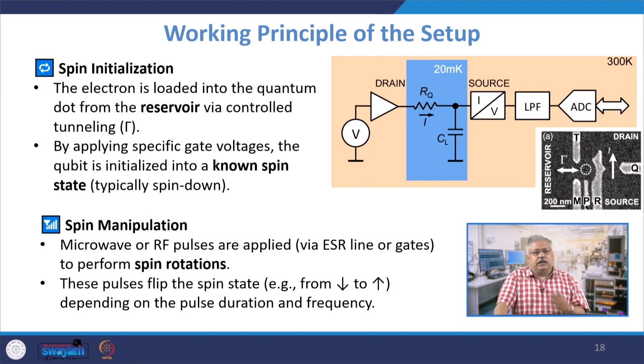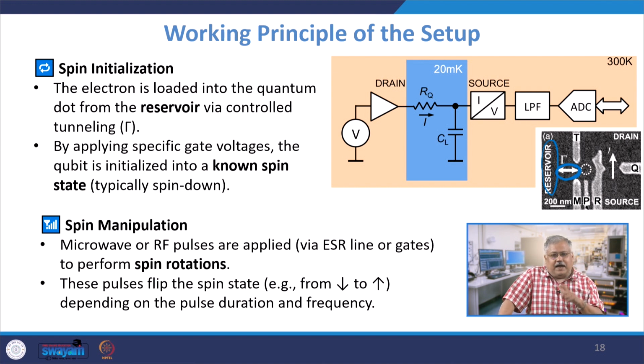Let's go one by one and see how you do a spin initialization. Obviously the electron will be loaded into the quantum dot from the reservoir, and you will do a very controlled quantum tunneling here, and this tunneling will help. This is the reservoir, and what you see here, the double-sided two arrows, are primarily responsible for the tunneling from the reservoir and putting it in the quantum dot state. Now, if you apply specific gate voltages, the qubit will be initialized into a known state.